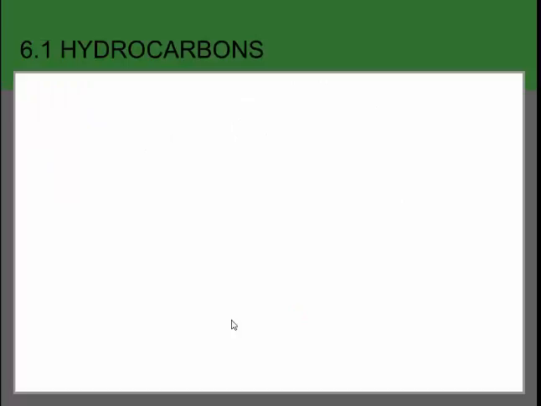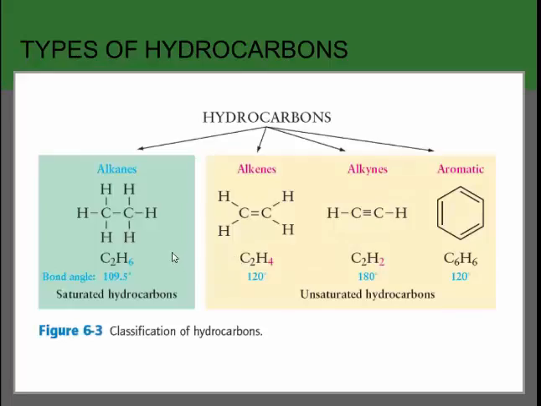Section 6.1 will deal with hydrocarbons. And there are a few different types of hydrocarbons. There are those that are called saturated hydrocarbons. These are called alkanes, and they have all carbon-carbon and carbon-hydrogen single bonds. So these carbons are all tetrahedral in their molecular geometry, and so the bond angle anywhere in this molecule is 109.5. And we can have any number of carbons, and as we'll see in a few slides, there's a certain number of hydrogens that can correspond to any combination of carbons.